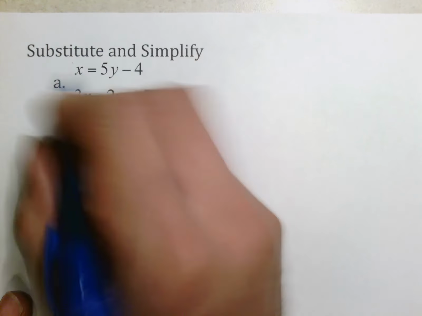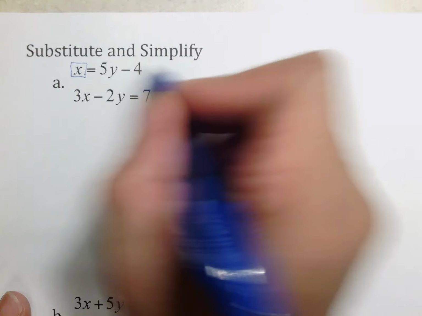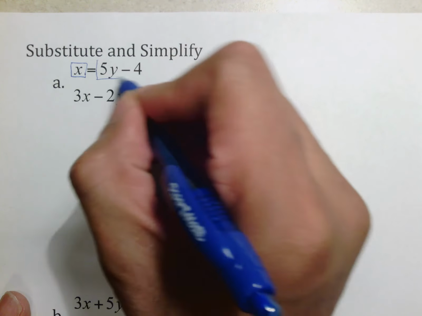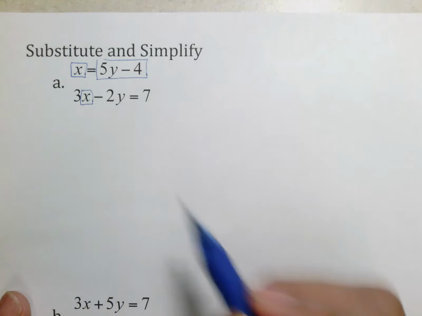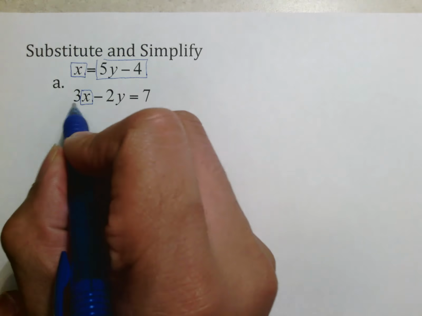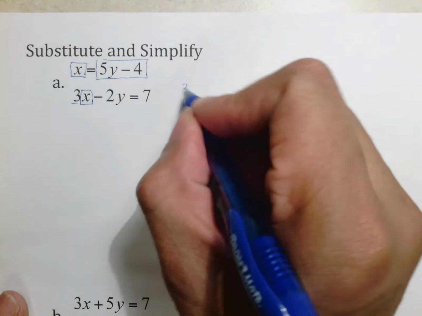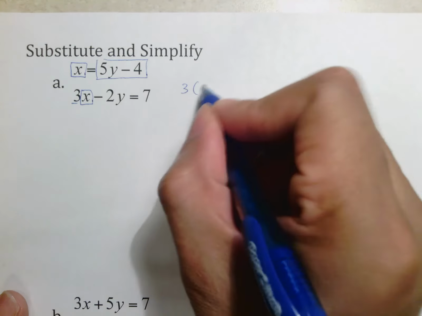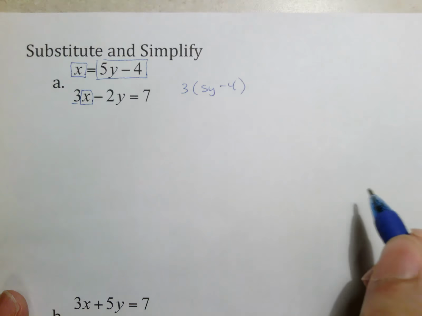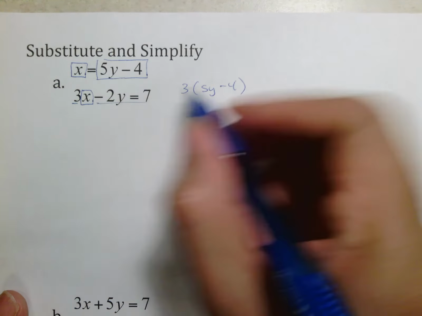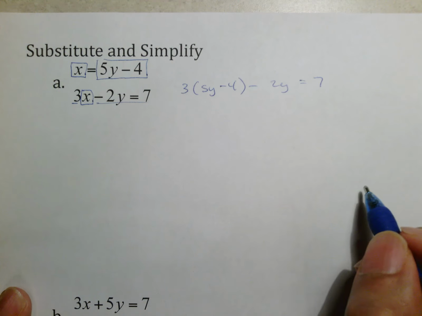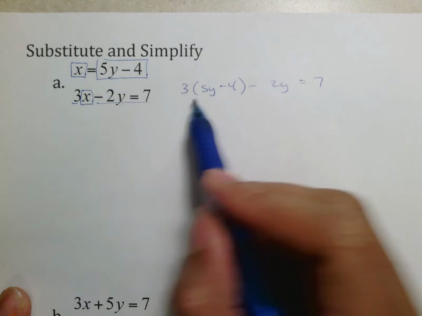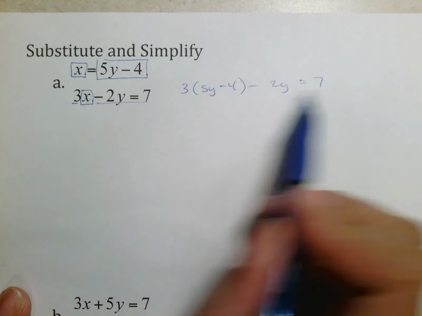So in this problem, we notice that x is all by itself. X is equal to 5y minus 4. Once I know that, I put the other x into a box. In front of this x is a 3. The x gets swapped out for 5y minus 4. And then behind that is minus 2y equals 7. Once I have that, you now have to get rid of your parentheses. So this is your substitution step.